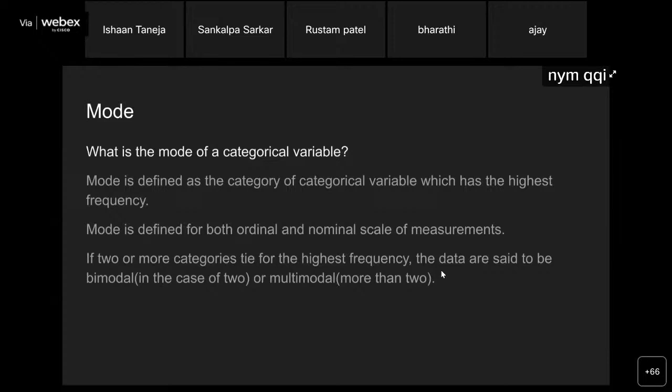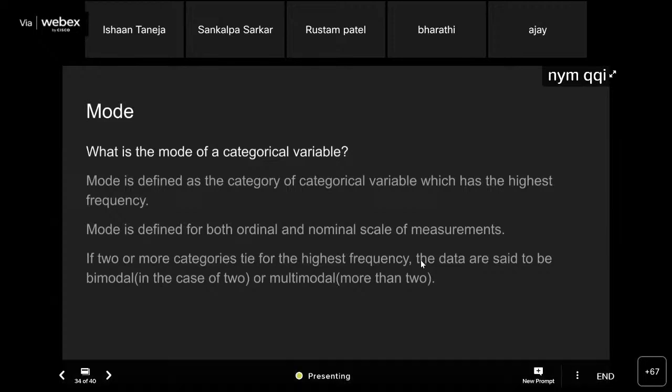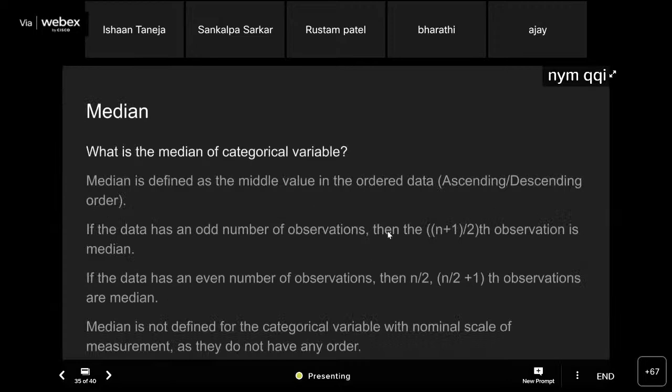It is also possible that two categories have the same frequency and both have the highest one, right? In that case, both of these categories would be considered modes, and that would be referred to as a bimodal dataset. And if more than two categories have the highest frequency, then that would be referred to as multimodal. Coming to the mean part, we cannot compute mean.